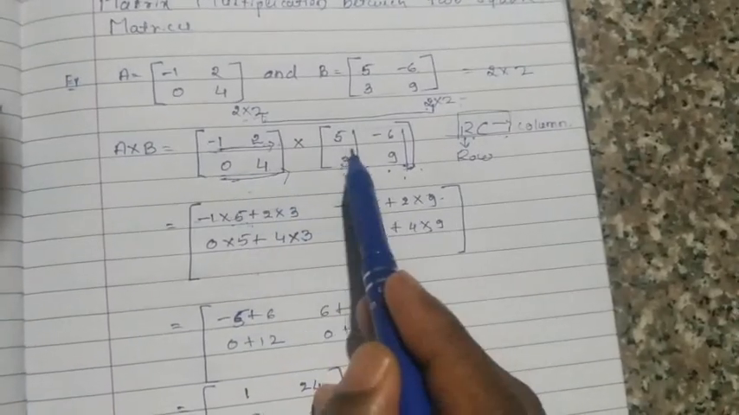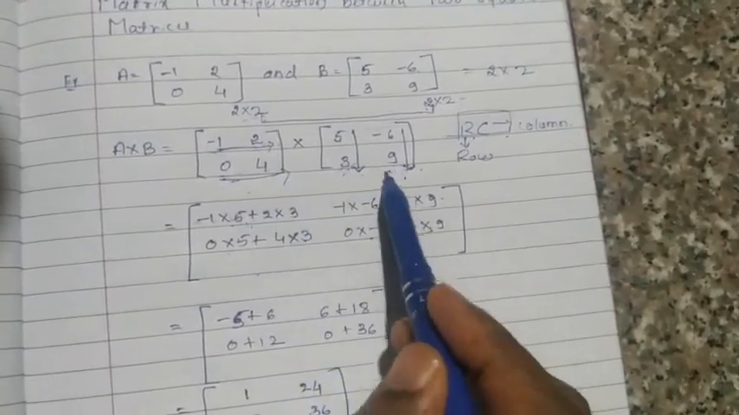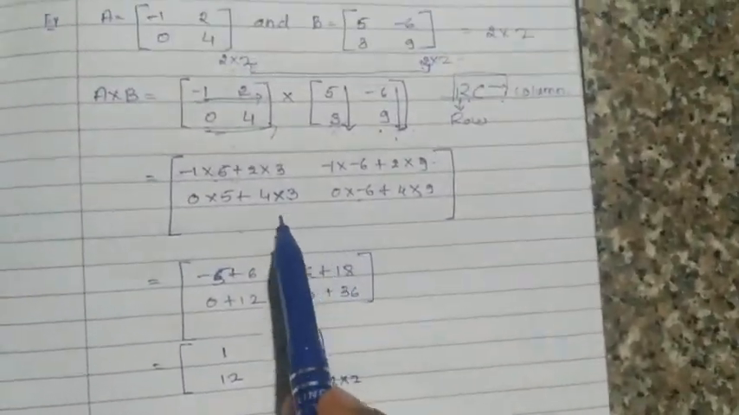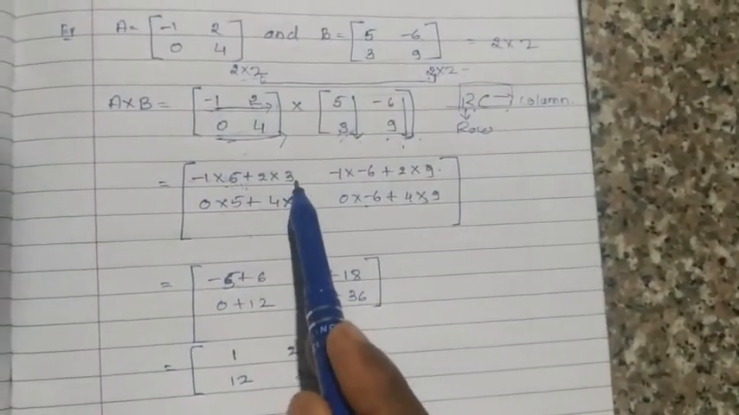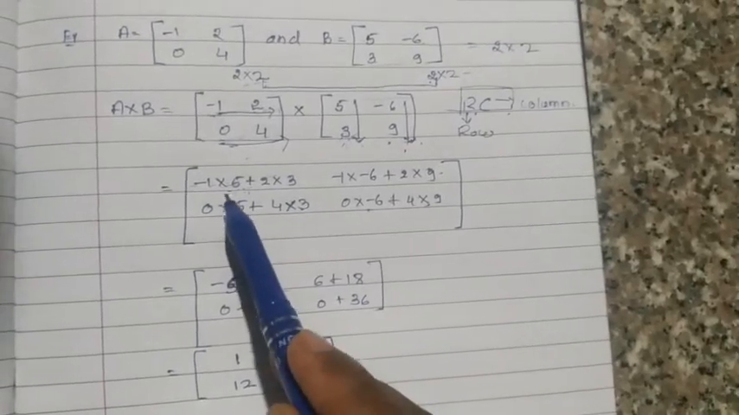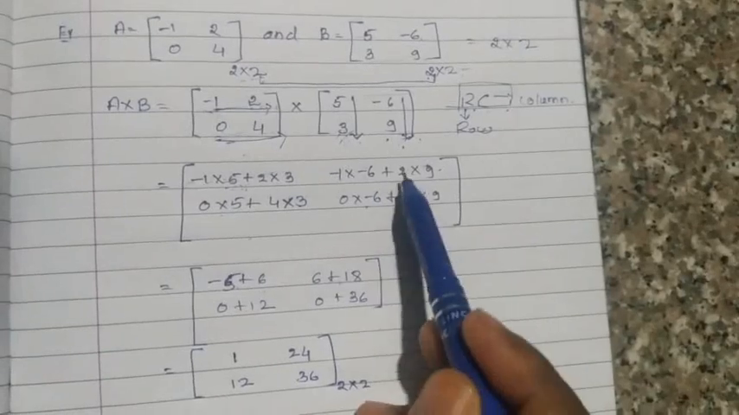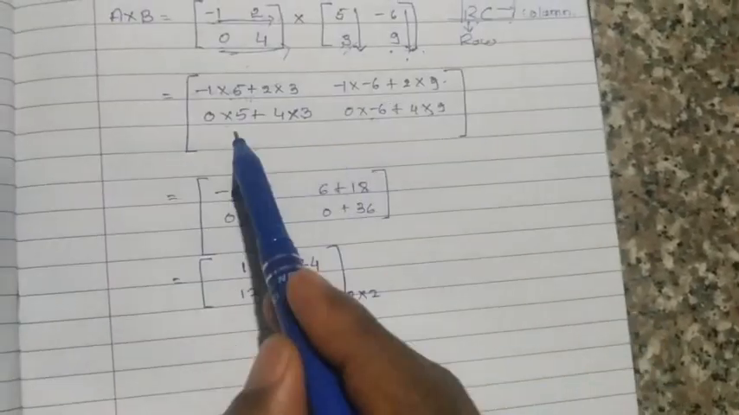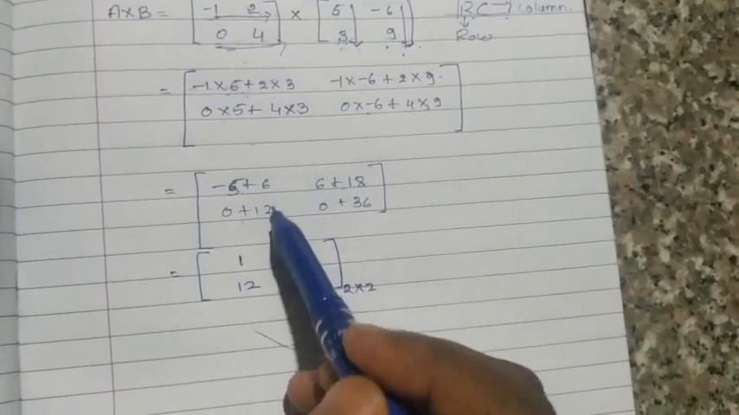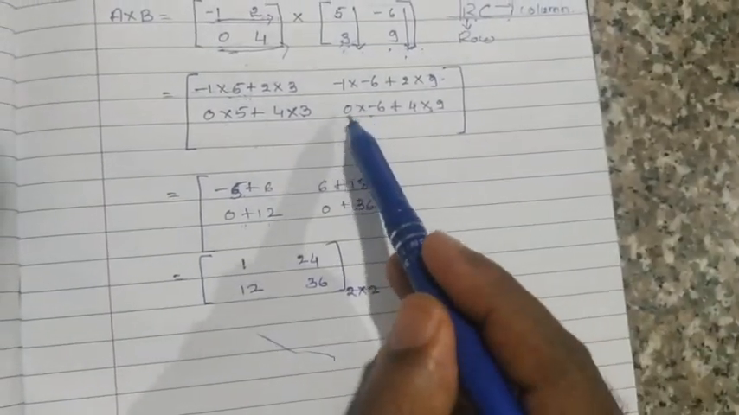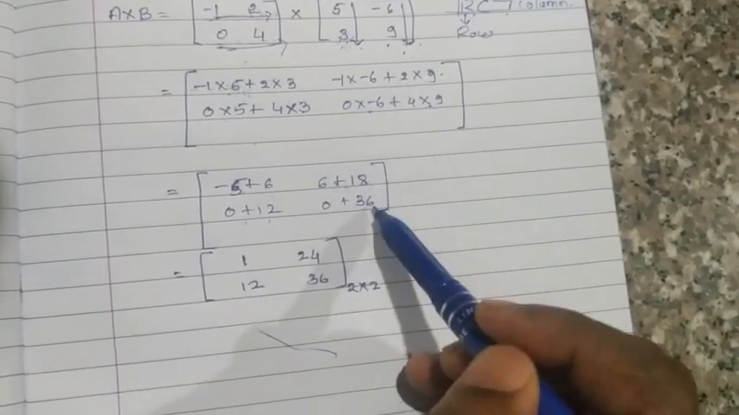Next, 0 into -6, second element plus 4 into 9. Okay, now after doing the calculation, -1 into 5 is -5, 2 into 3 is 6. Next is having what, -1 into -6 is +6, then plus 2 into 9 is 18. The next is having what, that is 0 into 5, that is 0, plus 4 into 3 is 12. So this one is 0 into -6 is 0, 4 into 9 is 36.